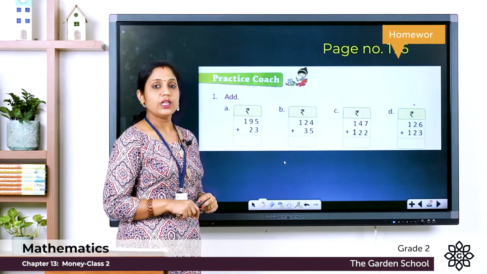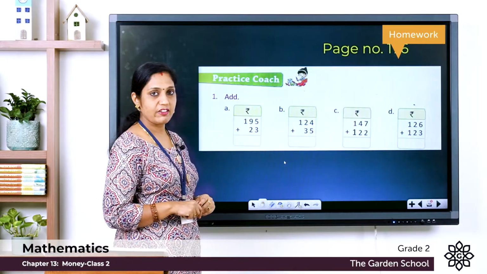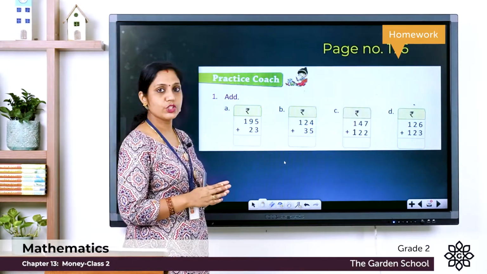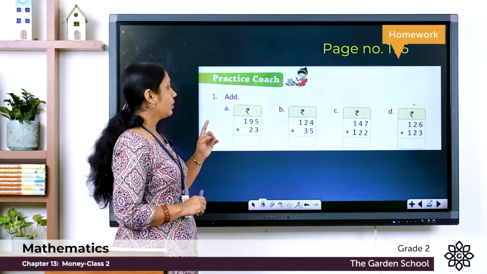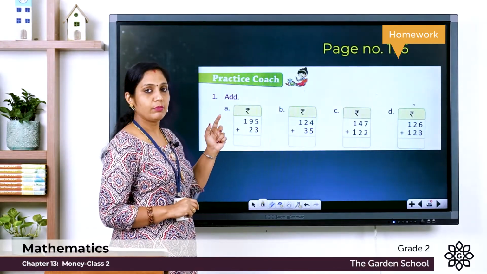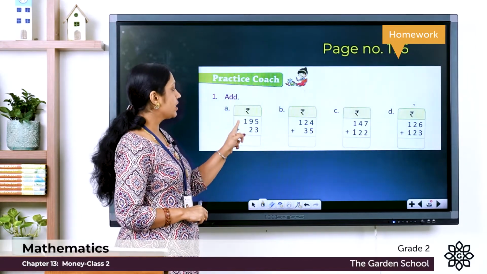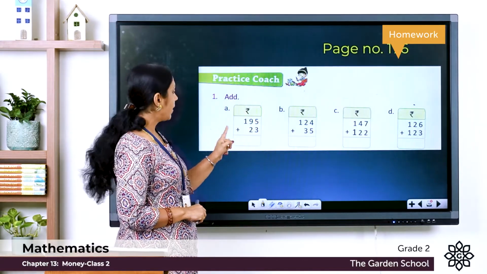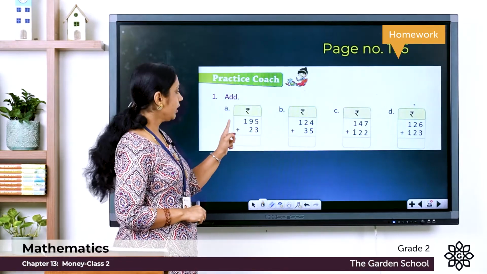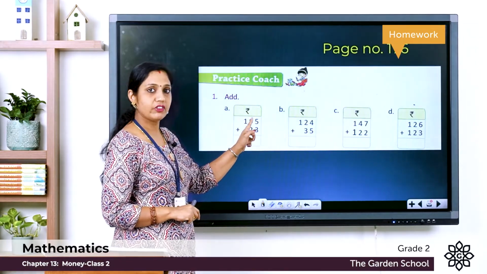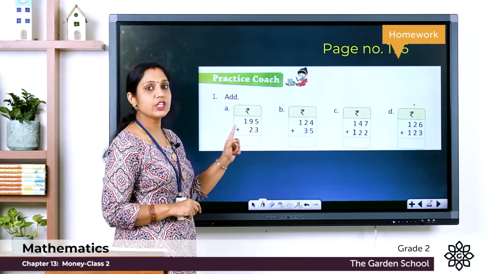Now in your textbook, page number 176, we have the practice coach. So let's start doing it. Here we have to add the numbers. So let's look at the first one, A. We have rupees 195 plus 23. Here you can see 195 is a 3-digit number and 23 is a 2-digit number.